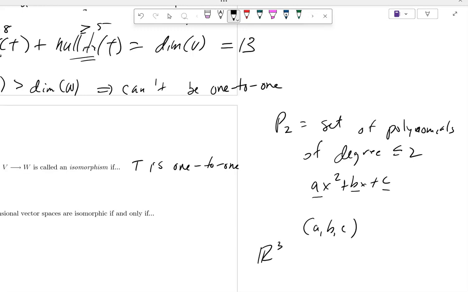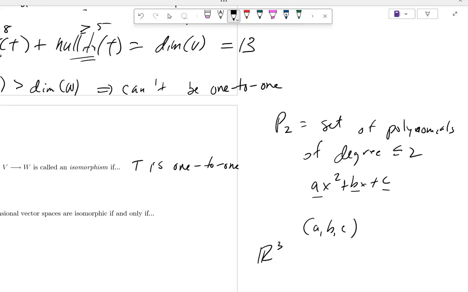So in particular, as vector spaces, R3 and P2 are isomorphic. They have the same structure. Why? Because I add exactly the same and I do scalar multiples exactly the same. I might treat them as separate objects. One's a polynomial, one's a three-dimensional vector. But the way addition and scalar multiplication work is exactly the same. That's why they're isomorphic. Okay?